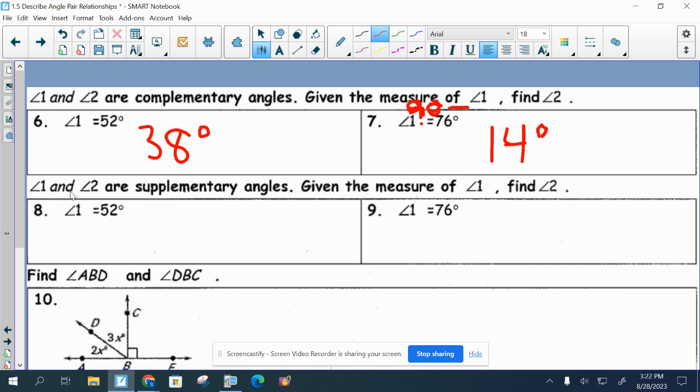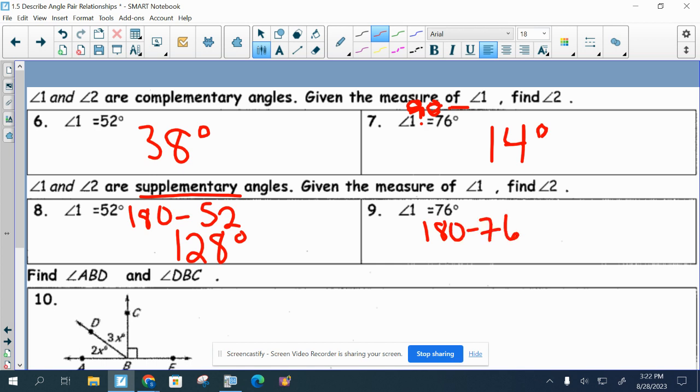For this one, it says they are supplementary. So if I do 180 minus 52, we get 128. Here, if I do 180 minus 76, I get 104.